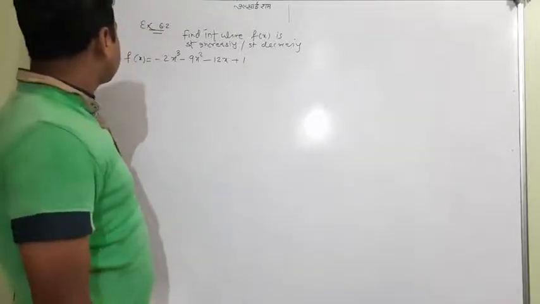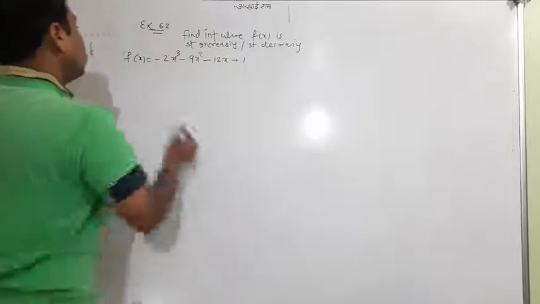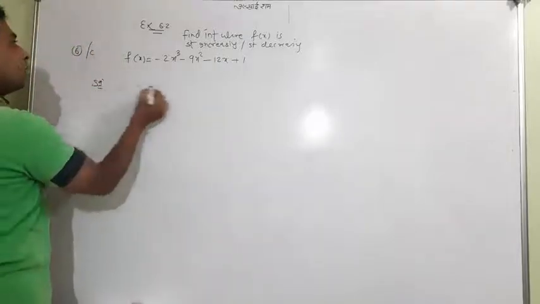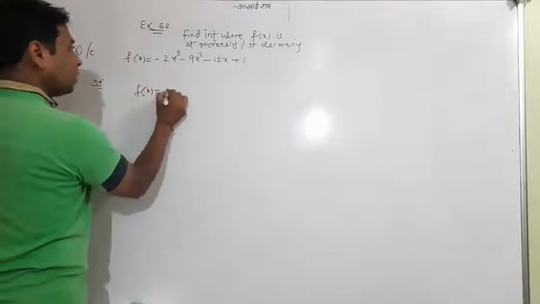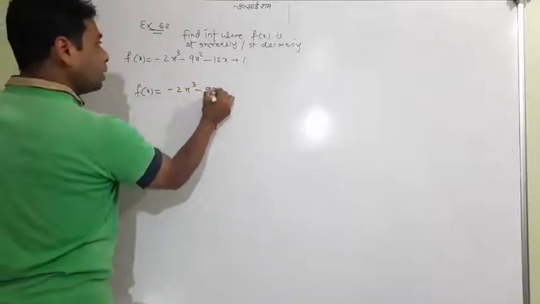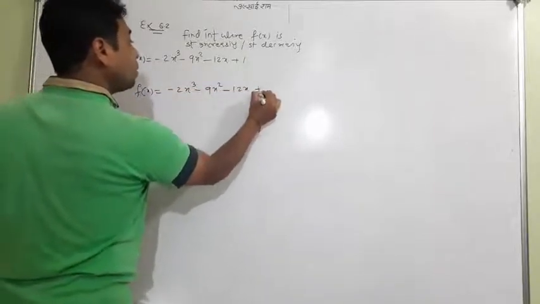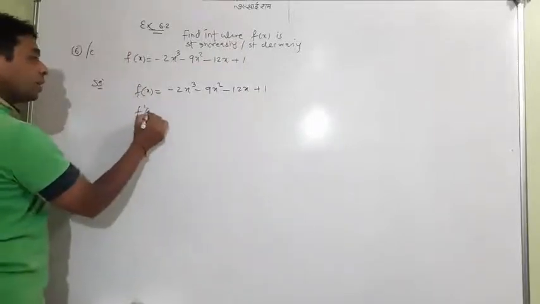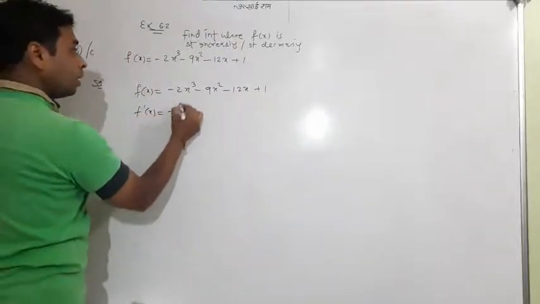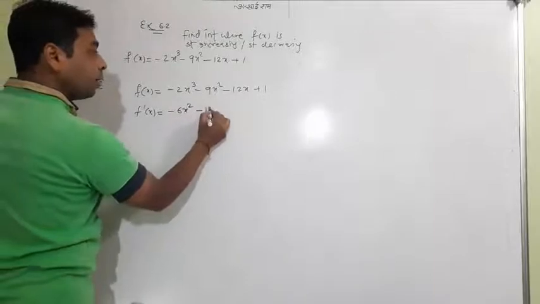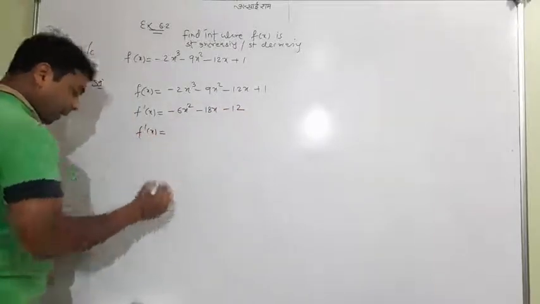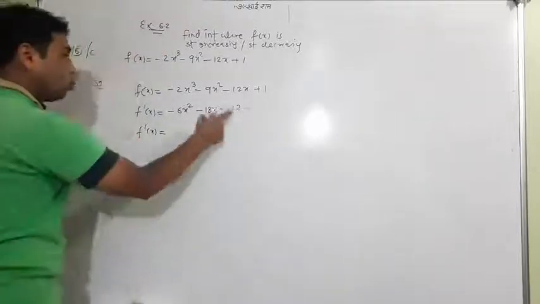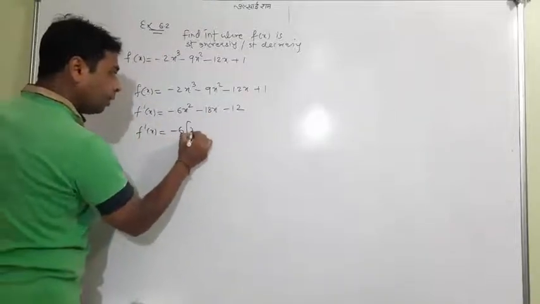The question is nothing tough, I'm just telling you to practice. Question number 6, under that we have part C. So I'll do the same method. Find the intervals, we are told. So f(x) equals minus 2x cubed minus 9x squared minus 12x plus 1. I'll find f'(x). This is minus 6x squared, minus 18x and minus 12. Before setting f'(x) to 0, I want to take out a common factor, minus 6.